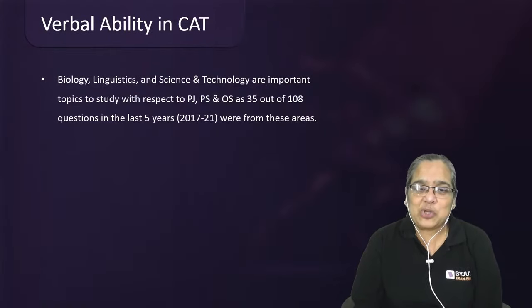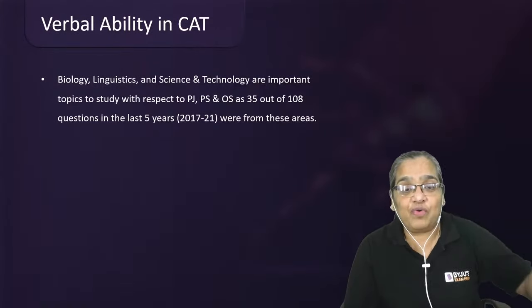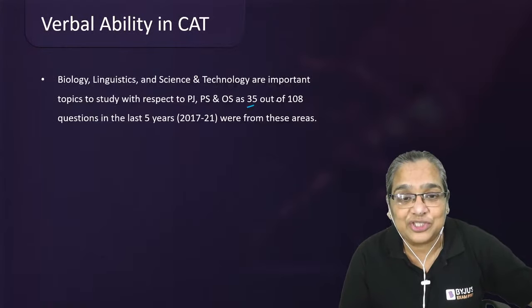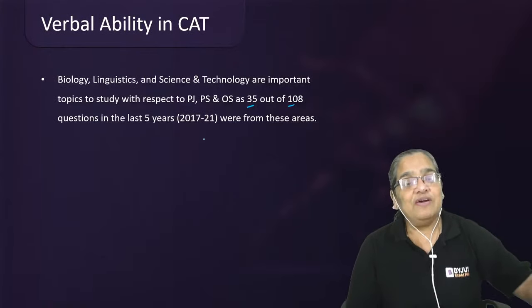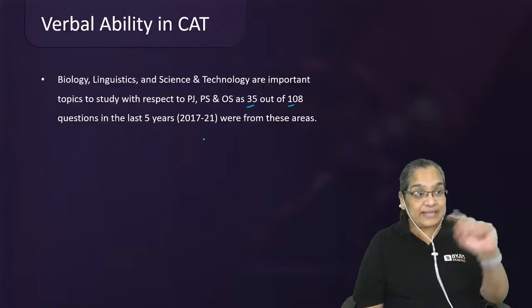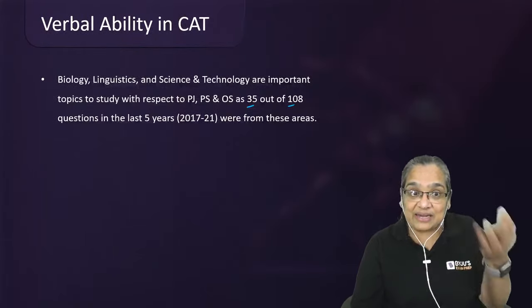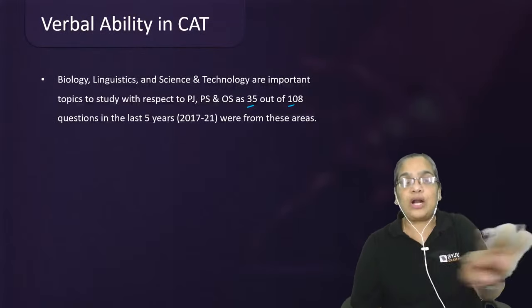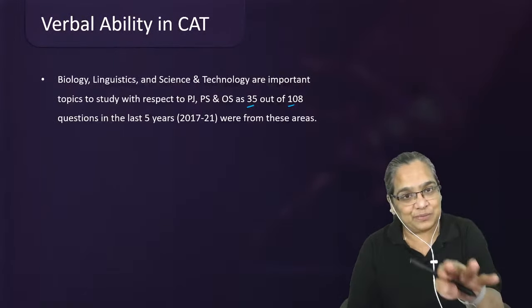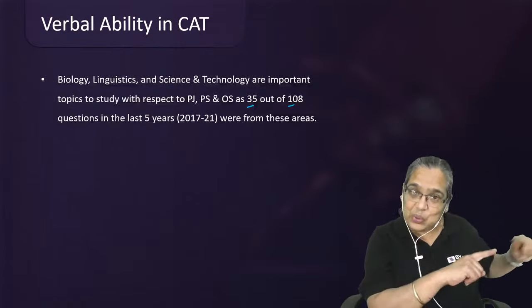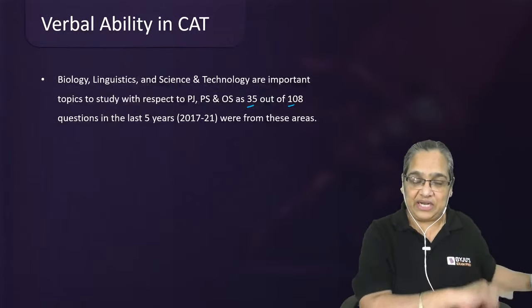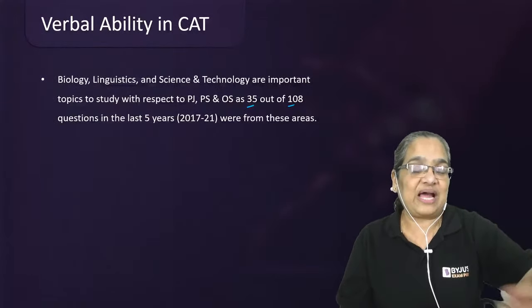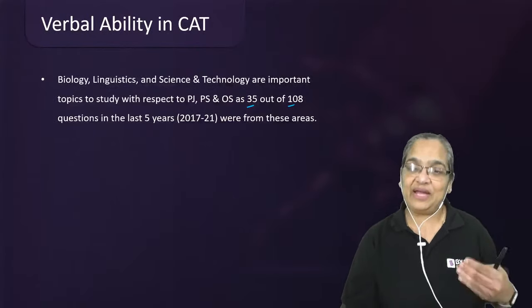All right. So 35 out of 108 questions in the last 5 years were from these areas. That doesn't mean you really start reading these with Parajumbles in mind. Read more articles from biology, linguistics, science and technology so that you know the method of argumentation. How does an author put his ideas forward? And then it is easier.